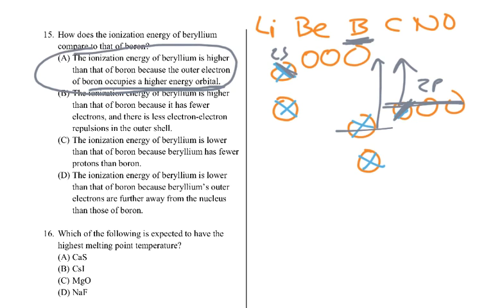Now, on some of the tests we had a typo here, and it said beryllium here, and it's supposed to be boron. If that's the case, otherwise there was no correct answer. But that's the situation. The boron electron is coming from a higher energy orbital, so its ionization energy is a little bit lower. So beryllium is higher than boron. Answer A.